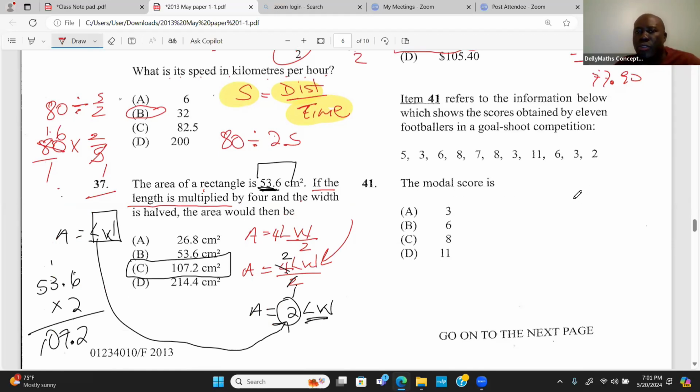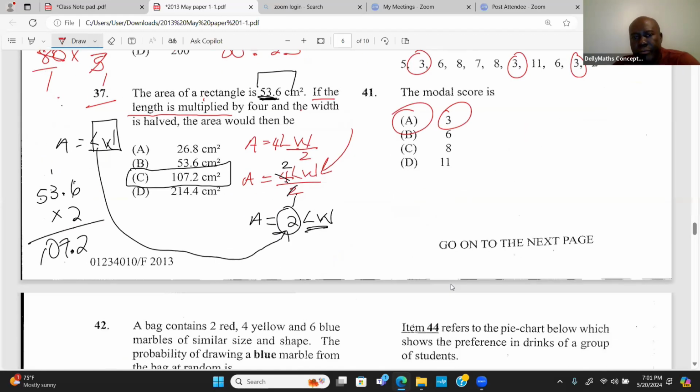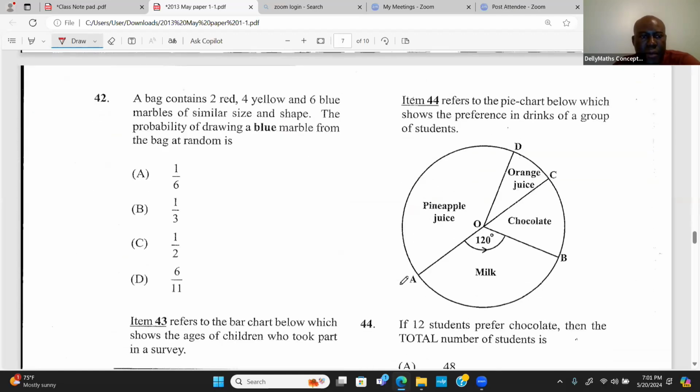Now, what's the modal score? The one that occurs most frequently. It seems as if it's the 3. I'm seeing it 3 times. So the modal score is 3. It came 3 times. All right. So then they're dealing with some statistics now.